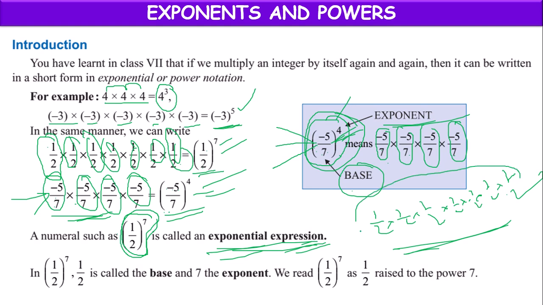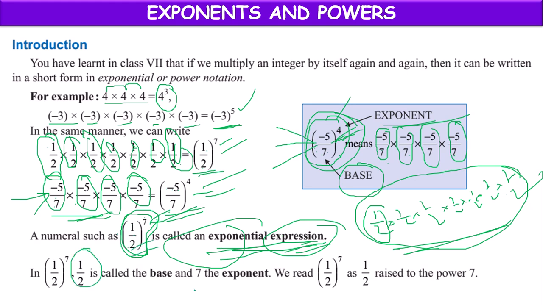But in shortcut, this is expressed as 1 by 2 whole power 7, because 1 by 2 is multiplied by itself 7 times. So this is called an exponential expression. In that, the number which is multiplied by itself is called the base. This 1 by 2 is called the base.